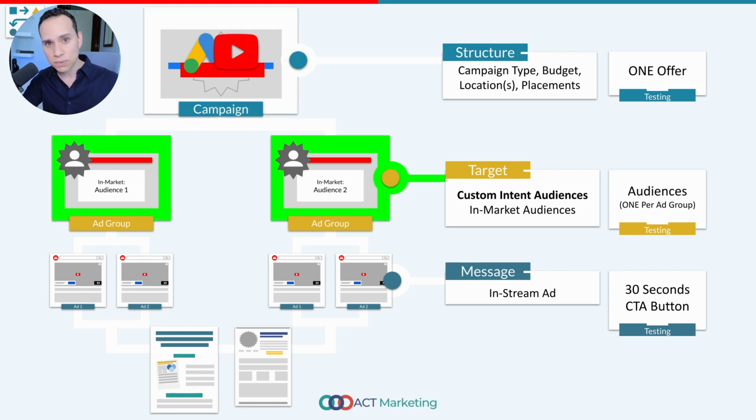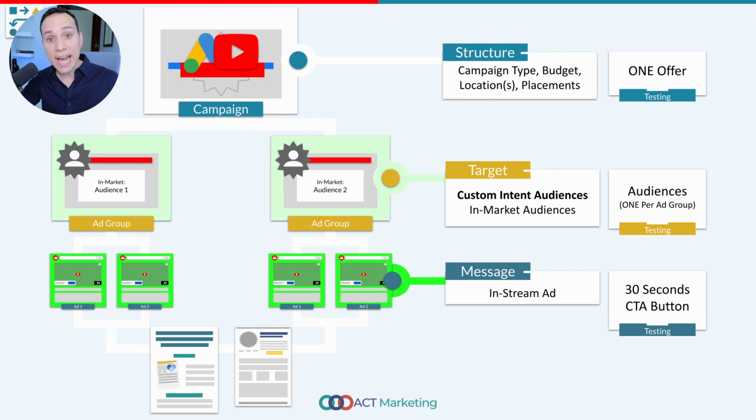Then at the ad group level, we tell Google who we want to show our ads to. So this is where you start getting into keywords versus placements, in-market, affinity, topics, custom intent, remarketing, all that fun stuff we will get to in a moment.